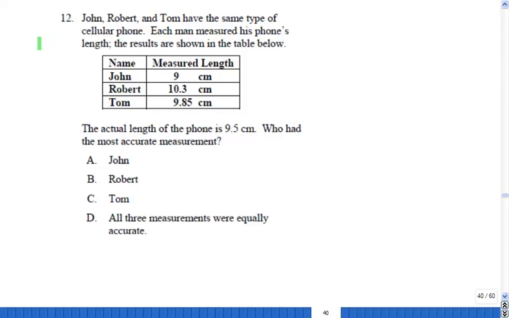Friday. One more problem. 12 proficiency exam. John, Robert, and Tom are ready for the weekend. They have the same type of cellular phone, right? Smartphone. Each man measured his phone's length. The results are shown in the table below. Name, measured length. John 9, Robert 10.3, Tom 9.85.